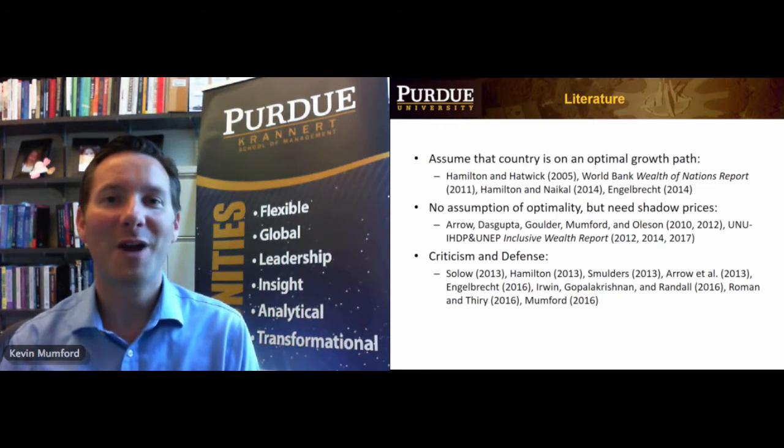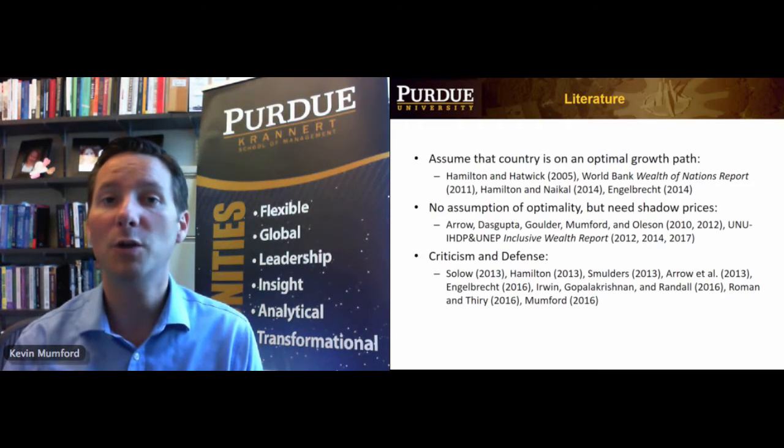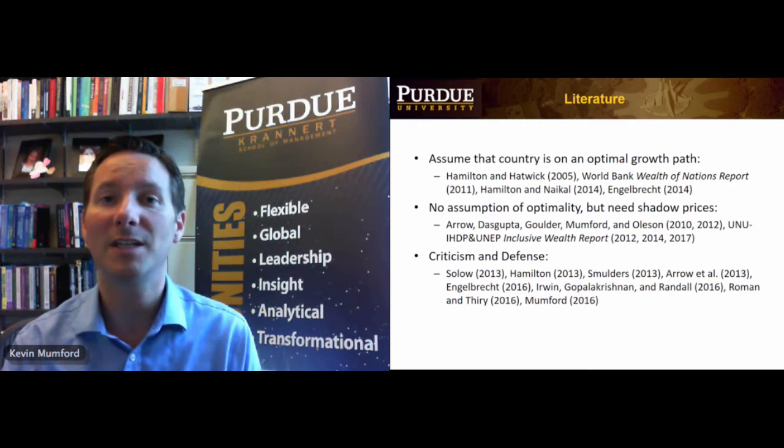And I like, of course, my approach much better, and the reason is that I don't believe countries are on optimal growth paths. I think that we make mistakes all the time. I don't think anyone would argue that Venezuela is on an optimal growth path, right? Countries do things and make poor decisions and don't optimally invest, and that shouldn't affect the way that we measure wealth. I think that we should just measure it independently of those kinds of modeling assumptions.